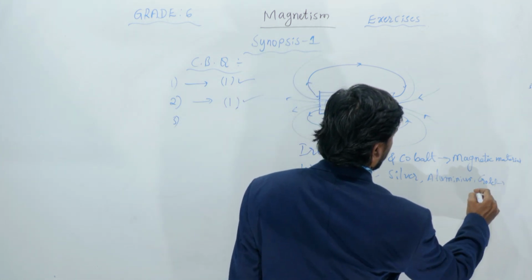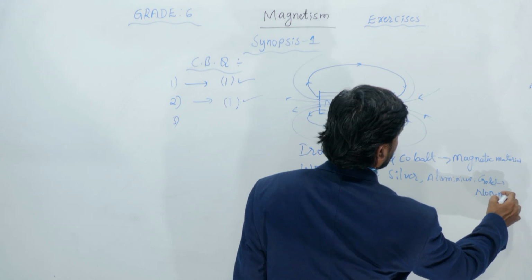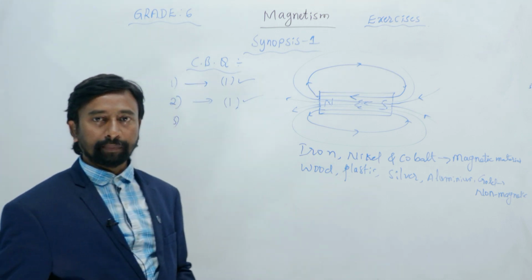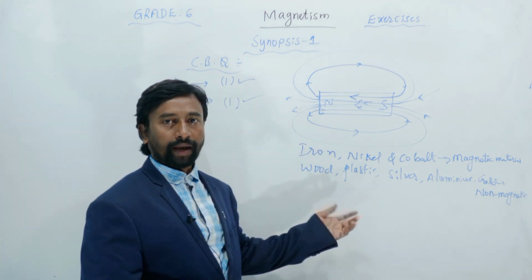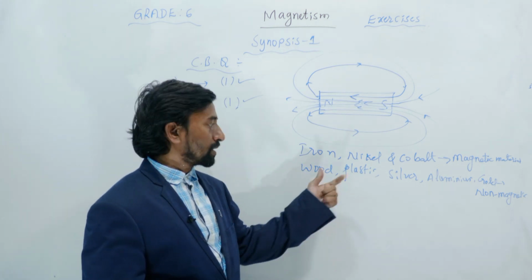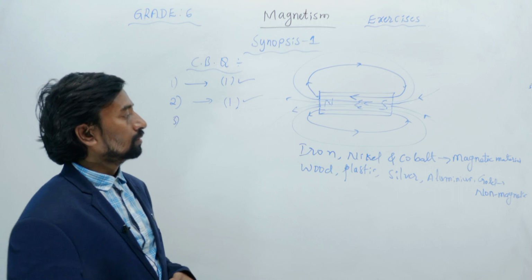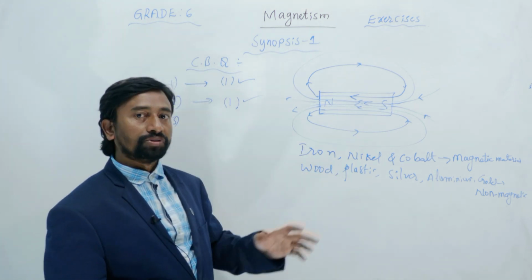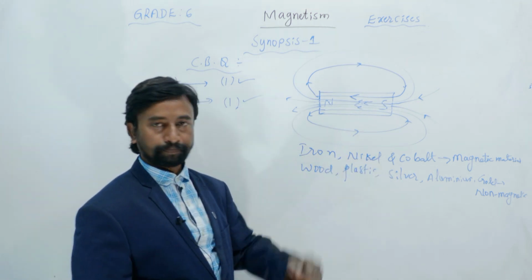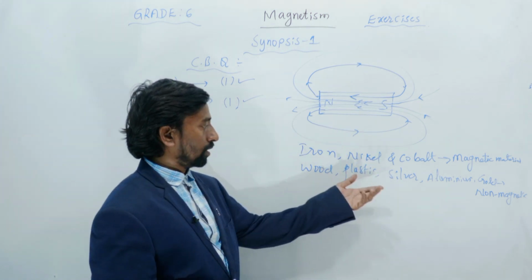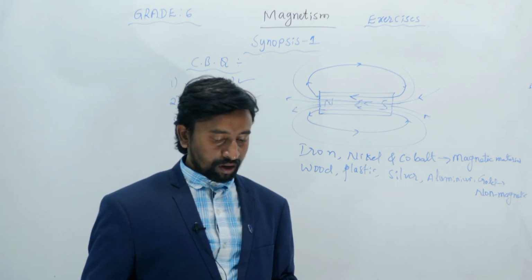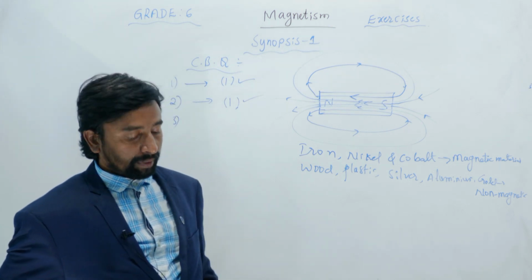These are all the non-magnetic materials. That means they are not attracted by magnets. The substances which are not attracted by magnets are known as non-magnetic materials, and those which attract are known as magnetic materials. The magnetic materials are iron, nickel, and cobalt. Wood, plastic, silver, aluminum, and gold are non-magnetic materials. So from the given options, aluminum will be the non-magnetic material.